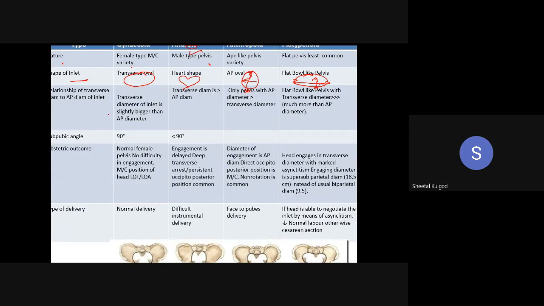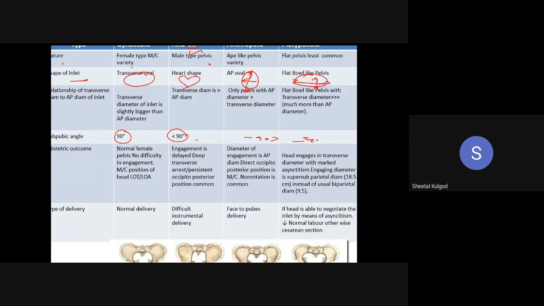Now coming to the relationship of the transverse diameter to the inlet, as we have explained, the transverse diameter of the inlet is longer and slightly bigger than the anterior posterior. Here it is also greater, here the anterior posterior diameter is larger, and here the transverse diameter is larger. The subpubic angle is 90 degrees in the gynecoid pelvis, less than 90 degrees in the android pelvis. In anthropoid and platypelloid, it is 90 or more than 90. Okay. Obstetric outcome in different pelvises.